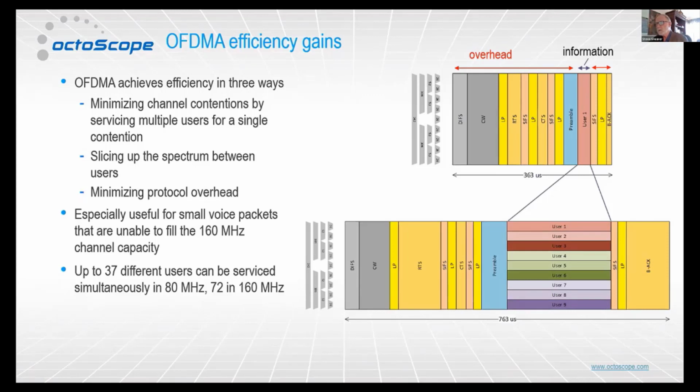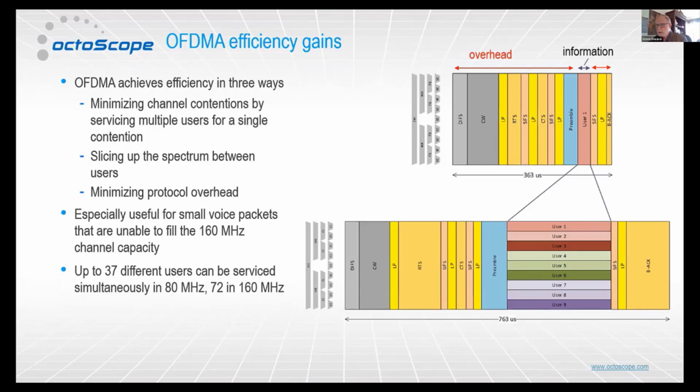But another important aspect here is that in the legacy system, you have to do a channel contention for every single packet that you send. With OFDMA, we're packing, in this case, 9 users into this packet, and we only have to do one channel contention in order to get the data to those 9 users. So just intuitively, you can see there's a great gain in efficiency there.